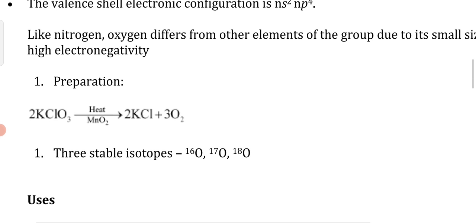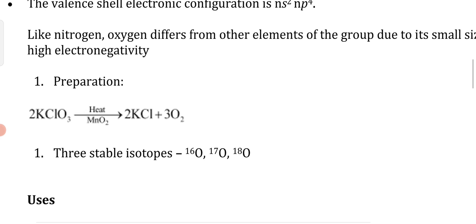Now we are coming to the preparation of oxygen. From the dissociation of potassium chlorate we can get oxygen gas. Potassium chlorate means 2KClO3. Here the balanced equation is already written. KClO3 can be dissociated in the presence of heat, and here MnO2, that is manganese dioxide, can act as a catalyst, and it will form KCl and oxygen gas.